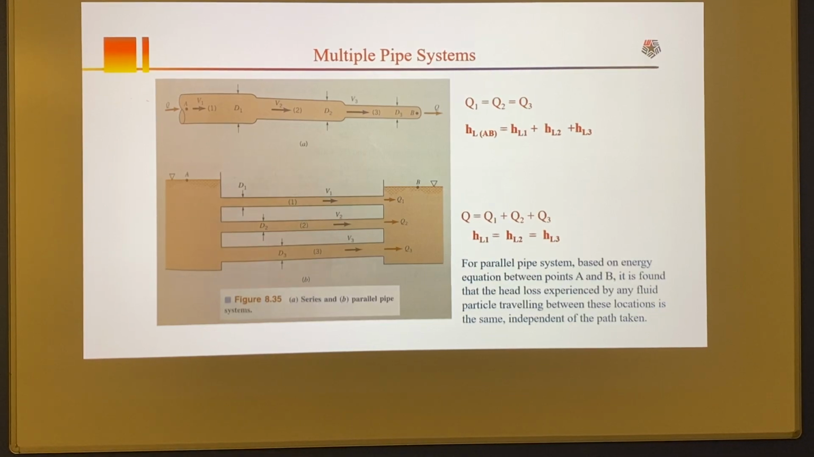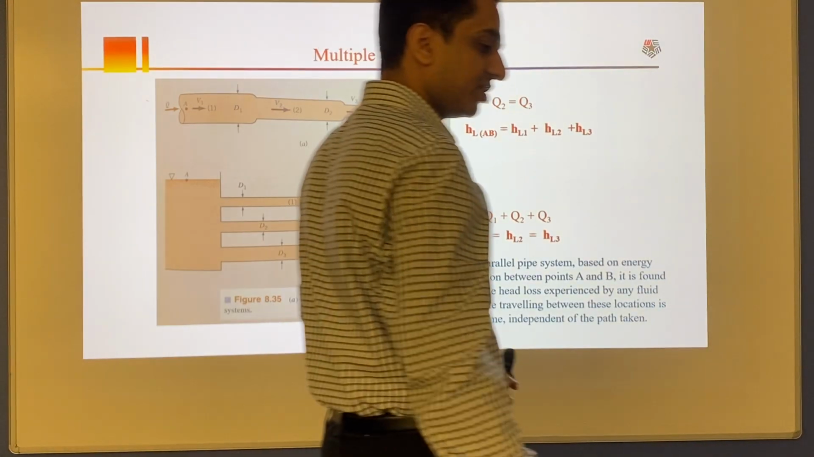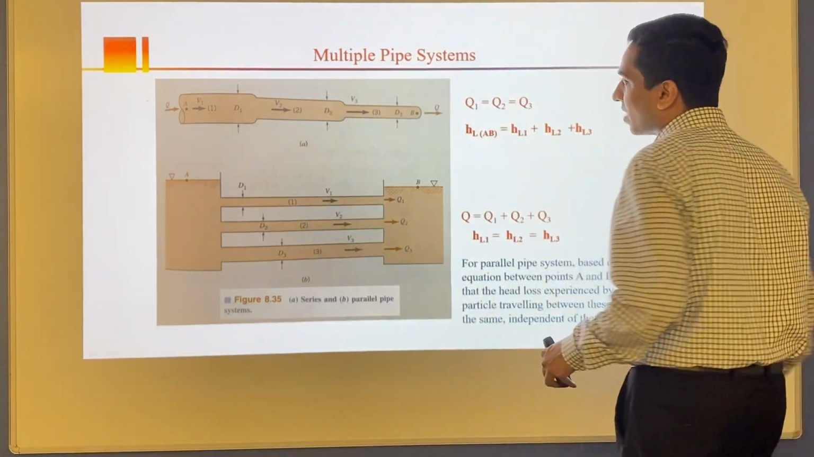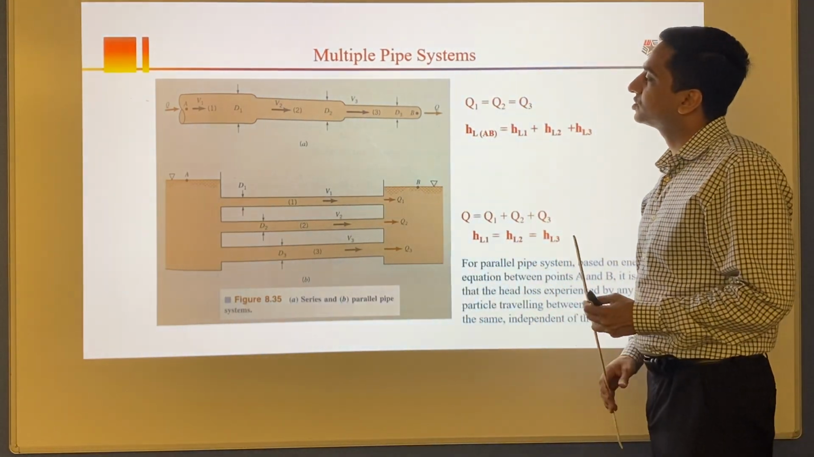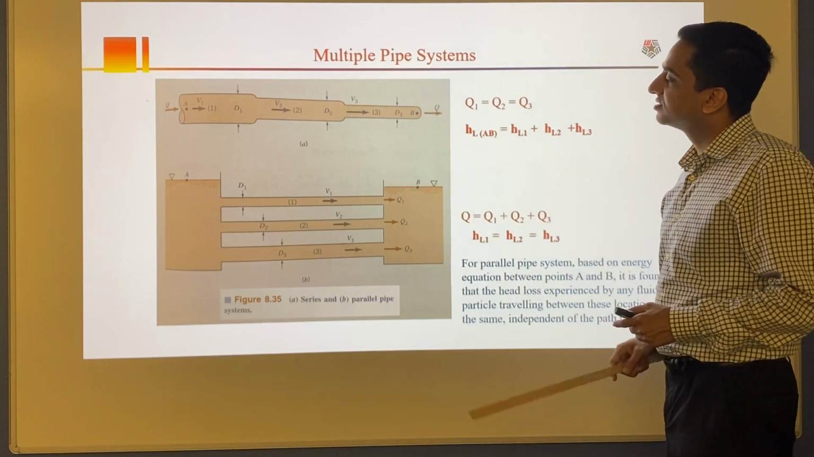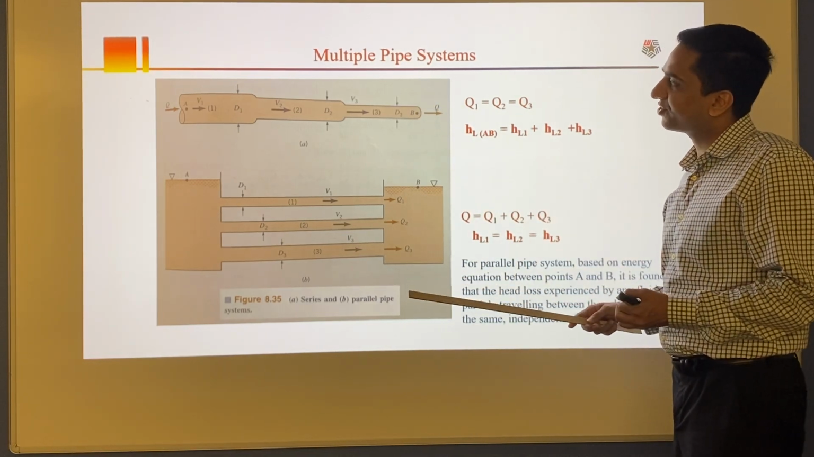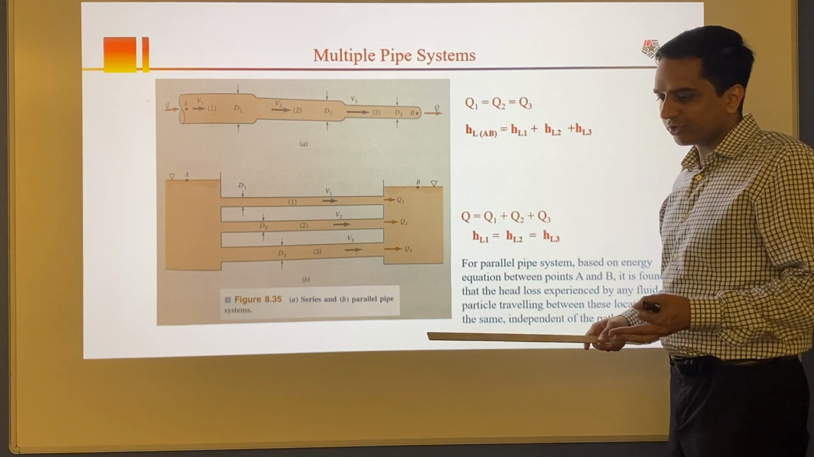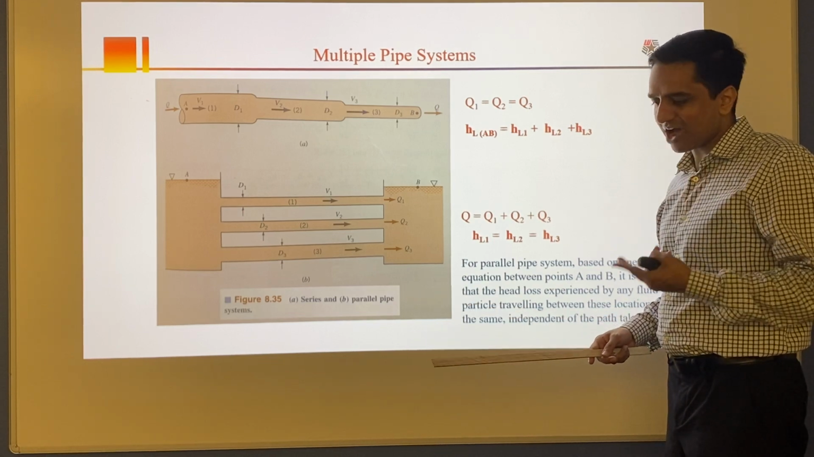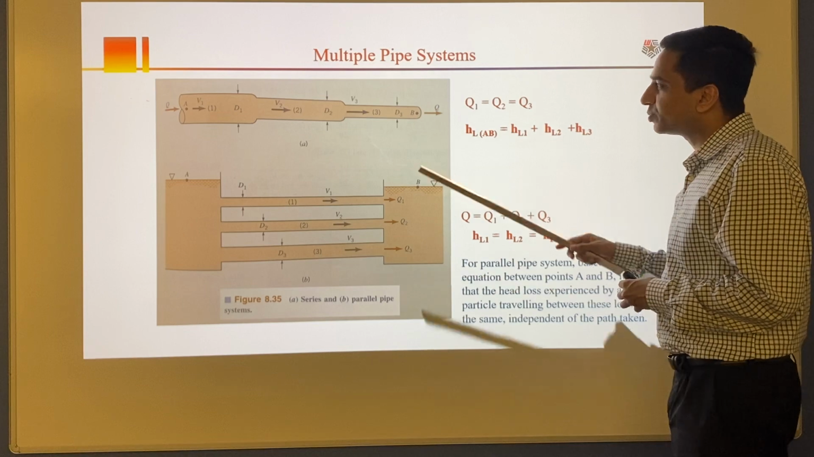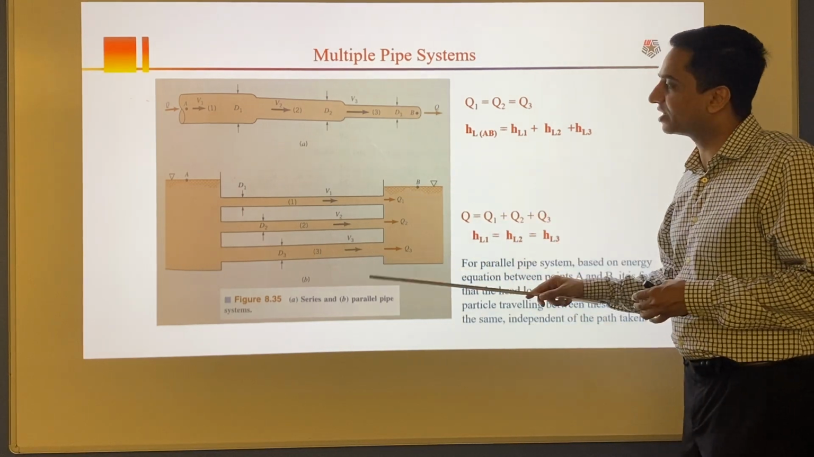Okay, let's continue our chapter 8, discussing flow in pipes. The last video stopped at multiple pipe systems. So far we have been dealing with single pipe systems. But what to do if we have more than one pipe? Normally the arrangement will be either in series or in parallel.